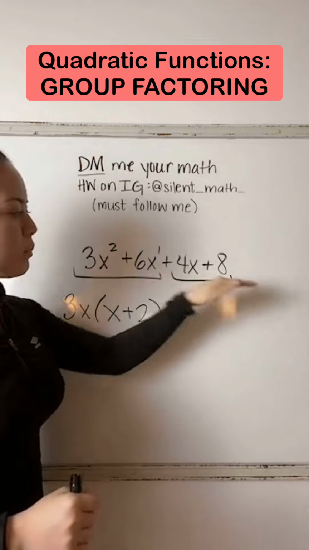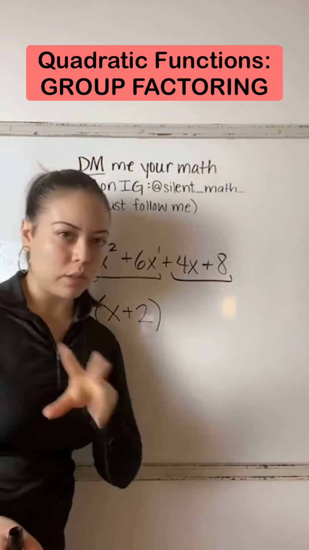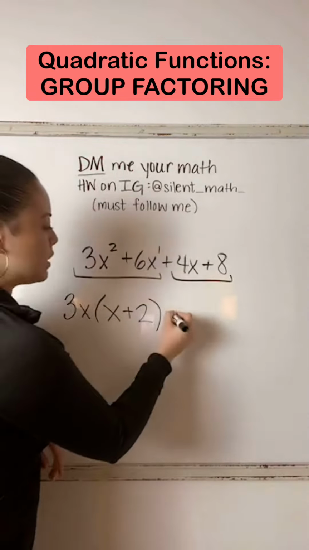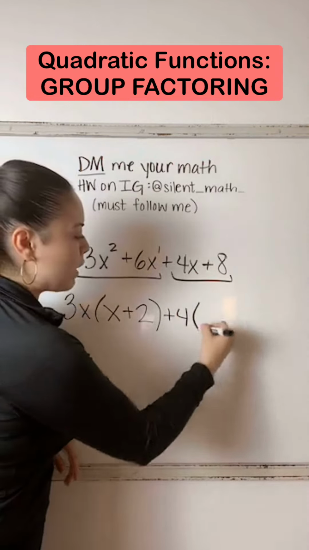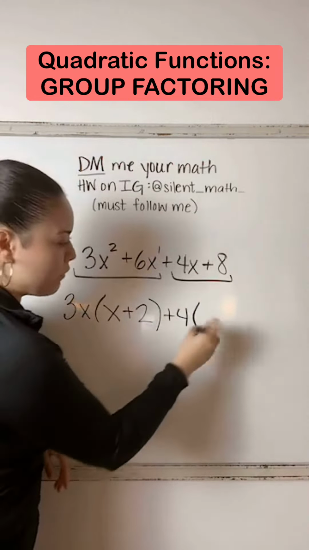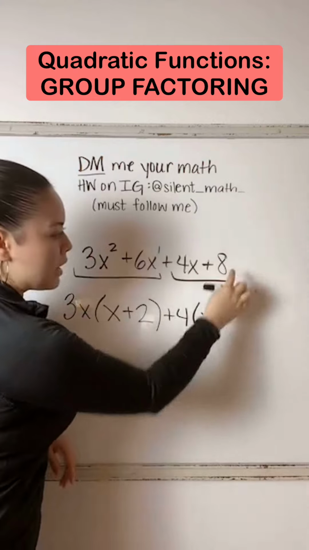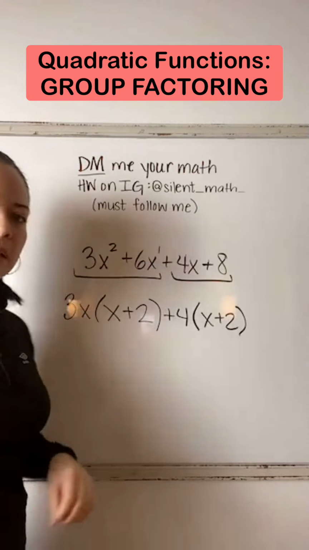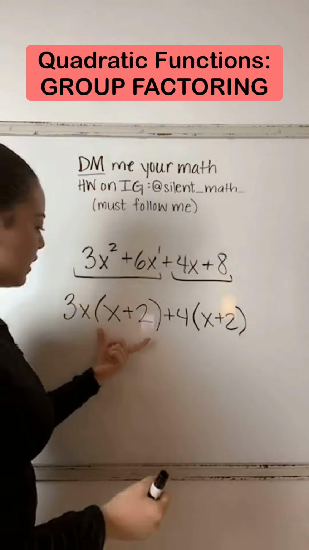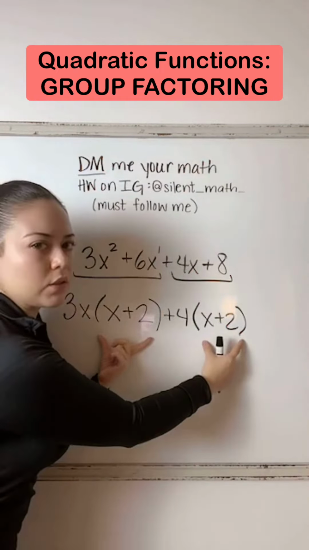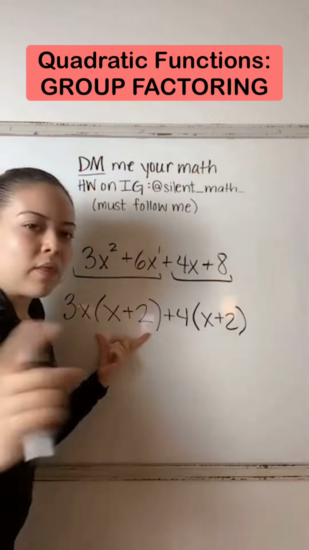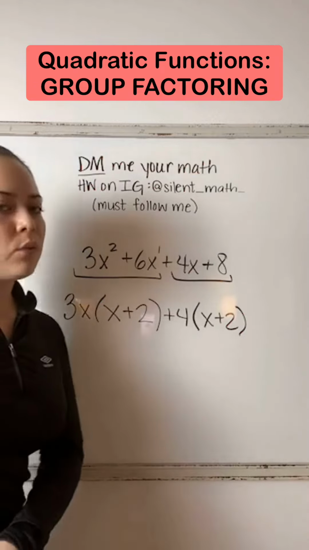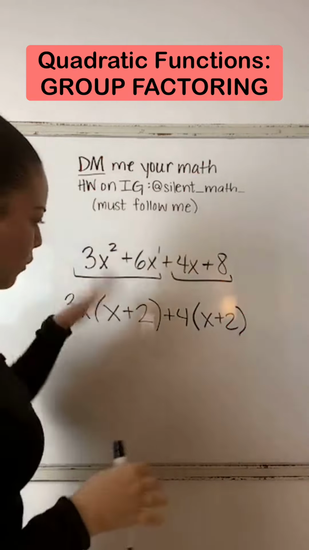Okay. Now let's do the last part. So we have 4x plus 8. Again, what is the greatest factor between those two? 4. So I'm going to take out a 4, and what do I have left over? 4x divided by 4 is just x, and 8 divided by 4 is positive 2. Now the thing about group factoring is that you have to make sure that these two are the same. Do you see how they're the same? When that happens, you did it correctly and you were able to group factor.